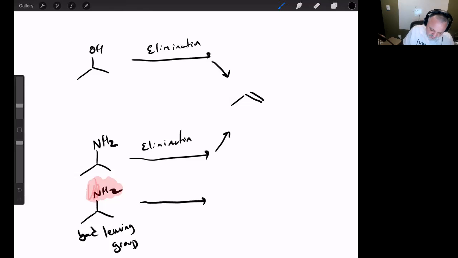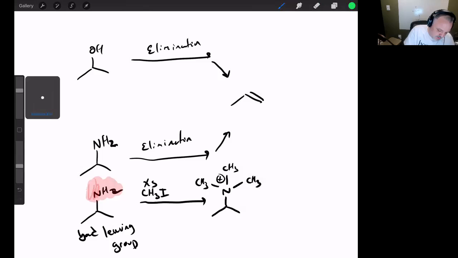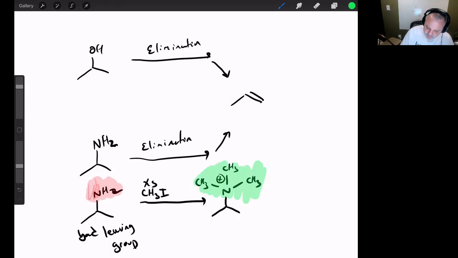However, we did say that if I react this with methyl iodide in excess, then I would do this exhaustive alkylation. And all of a sudden now I have a positive nitrogen. And this one is a good leaving group.